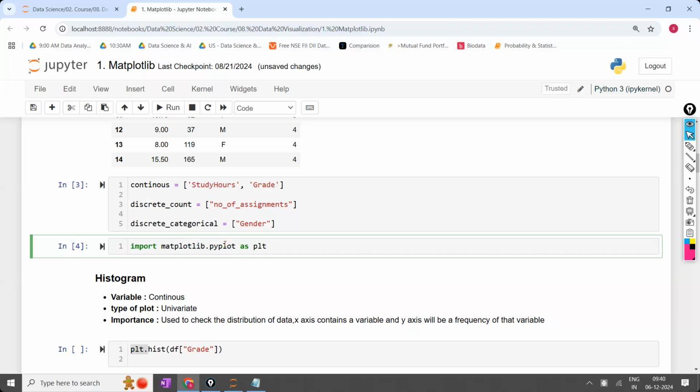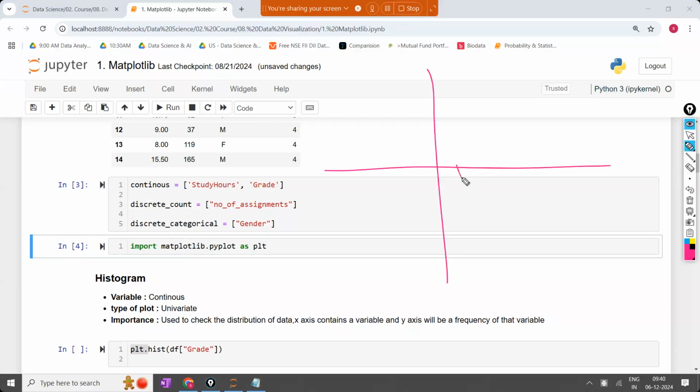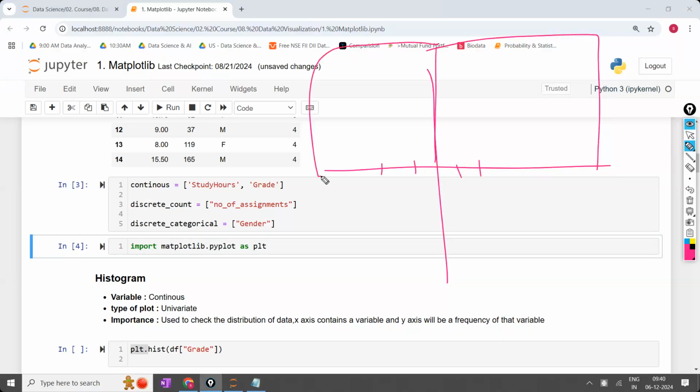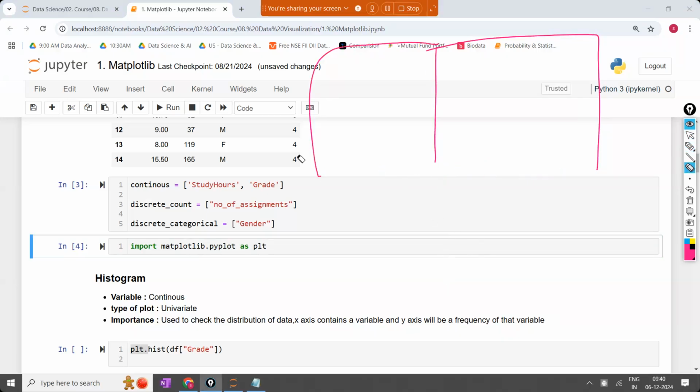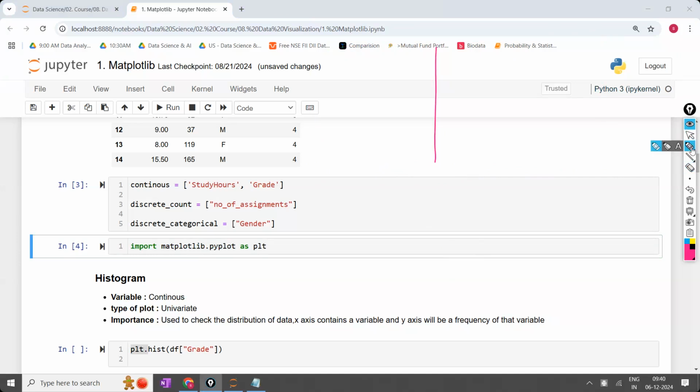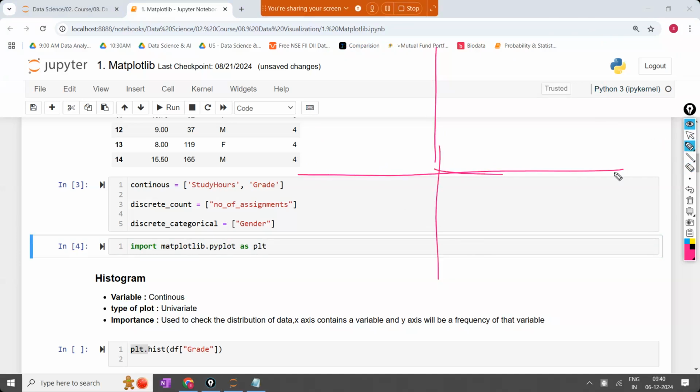A mathematical plotting library means you are going to take one graph sheet, and in the graph sheet you are representing data. If everything is positive numbers, you will see only this part. If some negative numbers are also there along with the positive numbers, you will see this part. For example, if only positive numbers are there in your graph sheet, you are going to see only this quarter part.